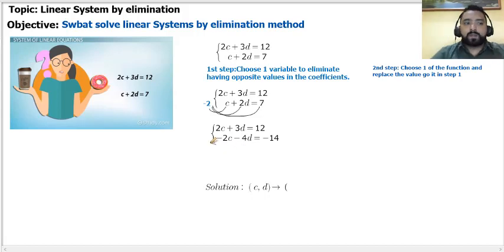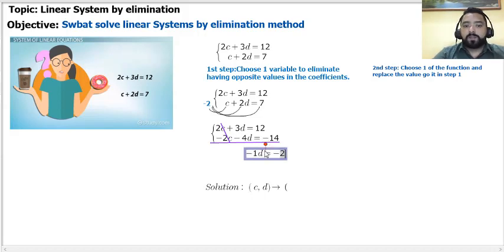Now, as you can see, we already have the variable to eliminate. In the variable c, we get opposite values. So we are going to add: 2 minus 2 is 0, so we eliminate this variable, and we get the first objective. Now what do we need to do with the rest of the numbers? We need to add or subtract them.